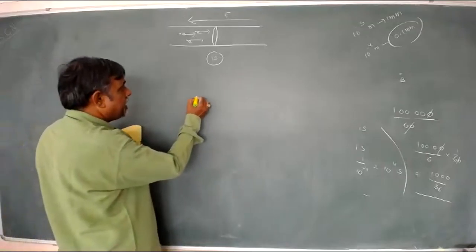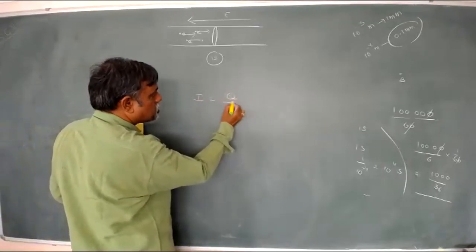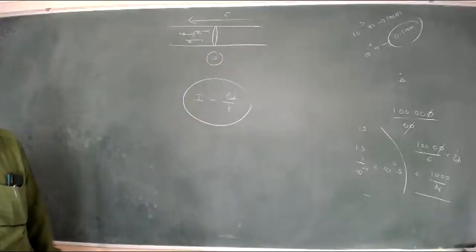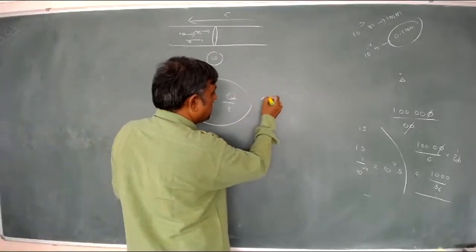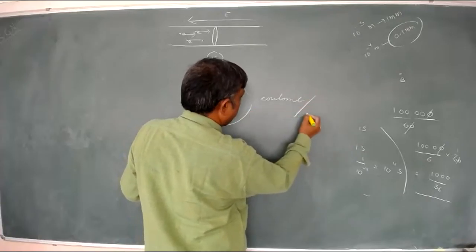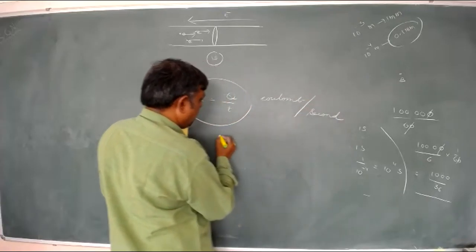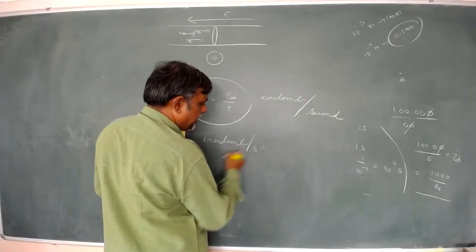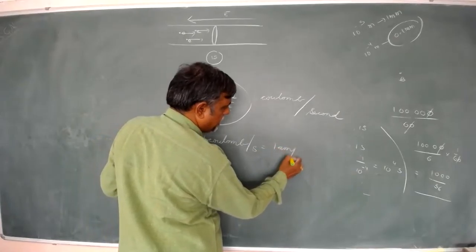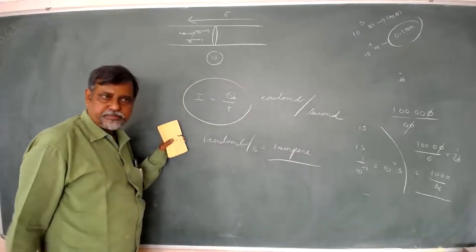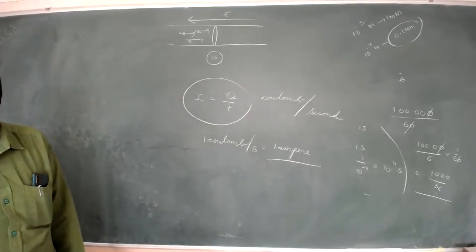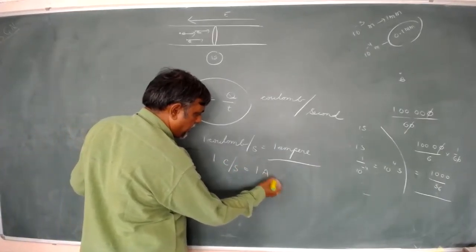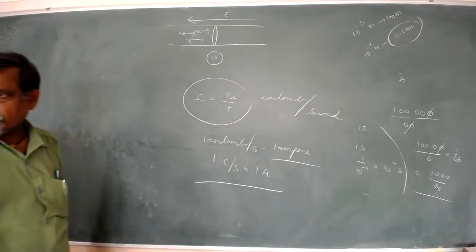Therefore, electric current in this particular case is the amount of charge that flows through a cross section of a conductor per unit time. And what are the SI units? Q is measured in coulomb, t is measured in second. So in the SI system, 1 coulomb per second is defined as 1 ampere. Ampere is the name of a scientist. Symbolically, 1 coulomb per second is equal to 1 ampere.